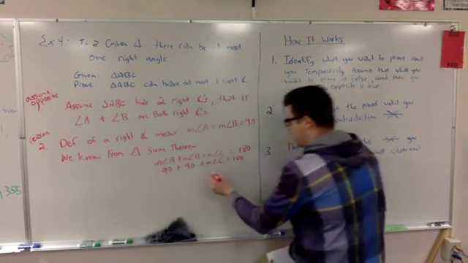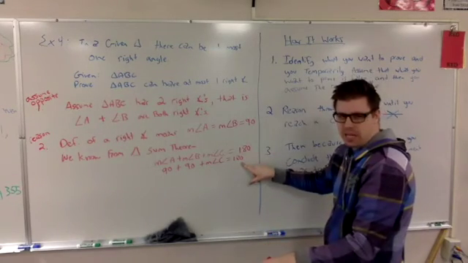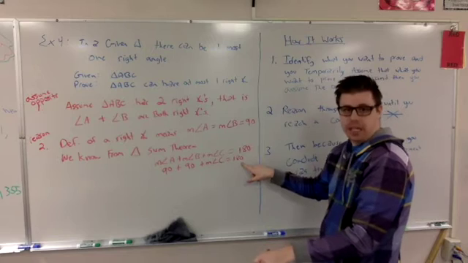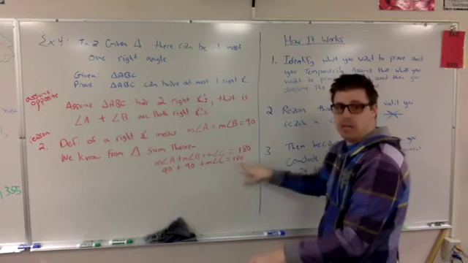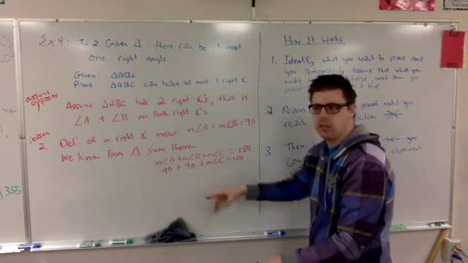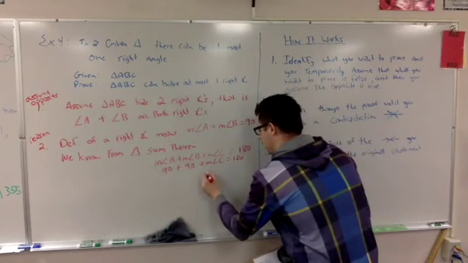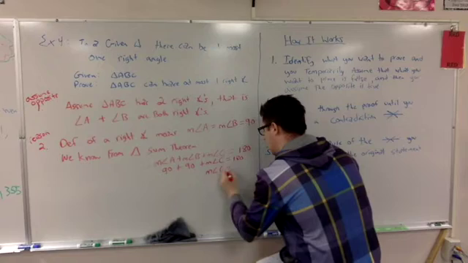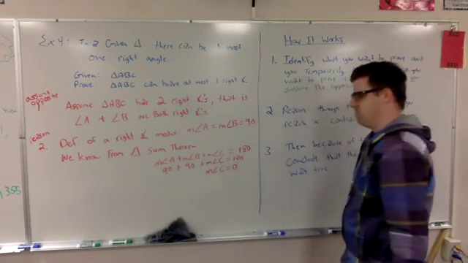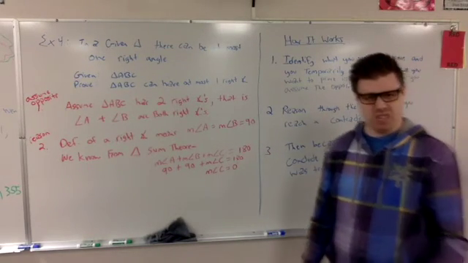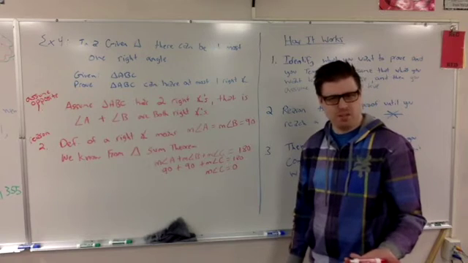Watch what happens. 180 minus 90 is 90. Now 90 minus the other 90. 90 minus 90. Oh. Measure of angle C is 0 degrees? Is that possible?